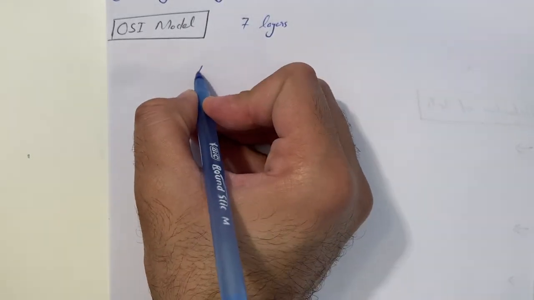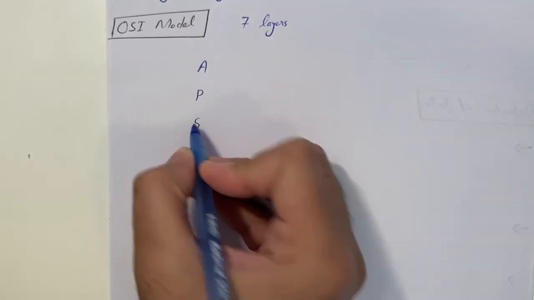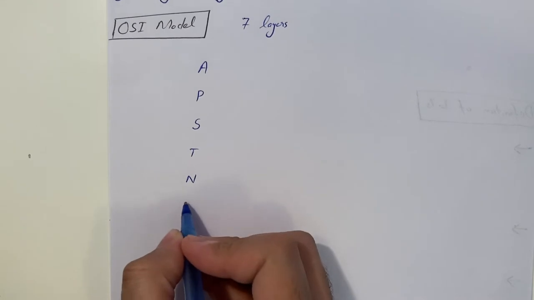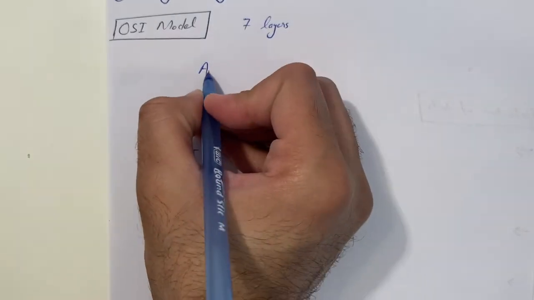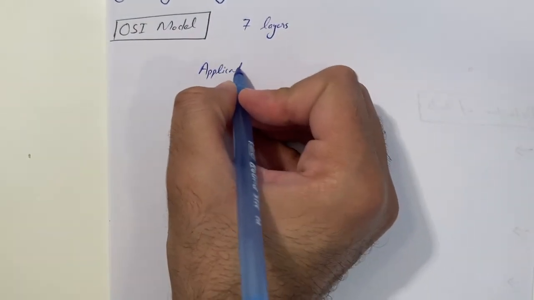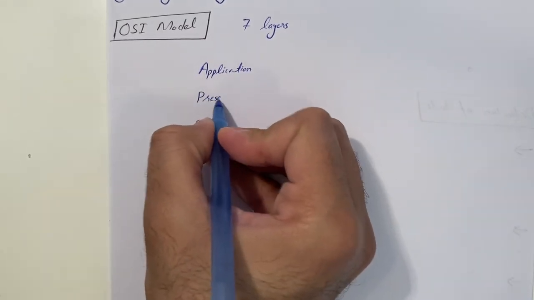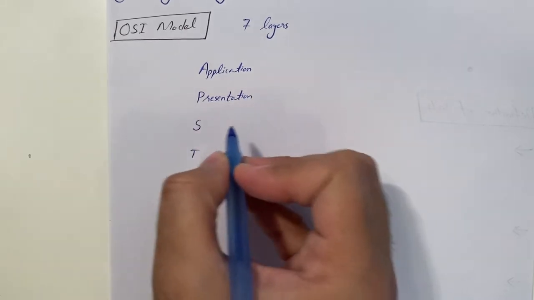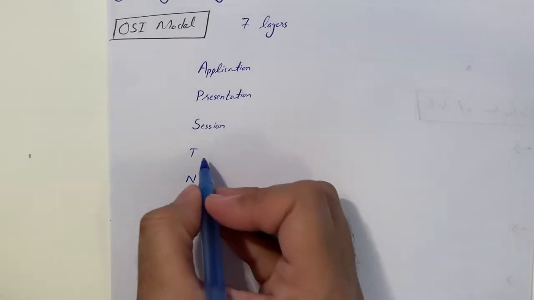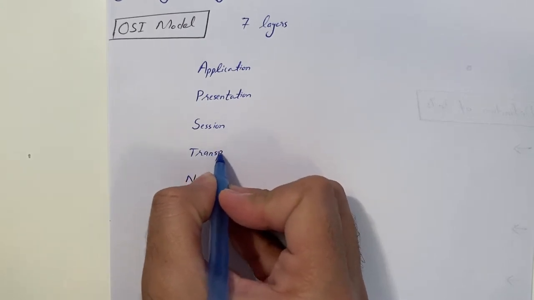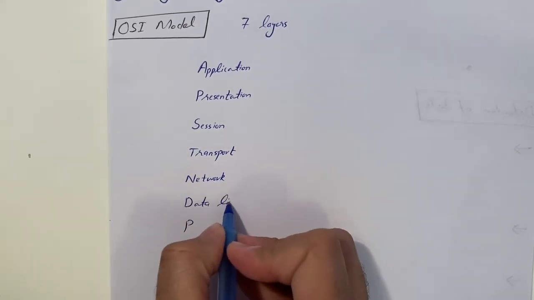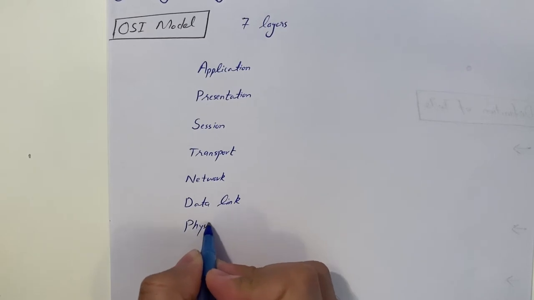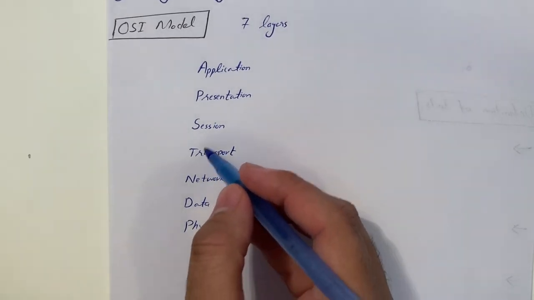The way I actually remember the layers is basically the keyword A, P, S, T, N, and DP. That's the way I have memorized the layers, in fact. The first, the highest layer, the seventh layer, is the application layer. Then we have the presentation layer, then the session layer, the transport layer, the network layer, then the data link layer, and the last layer is the physical layer. So it's layer number one, two, three, four, five, six, and seven.